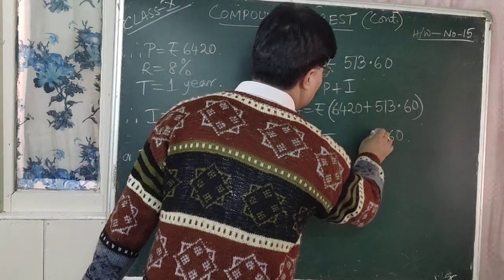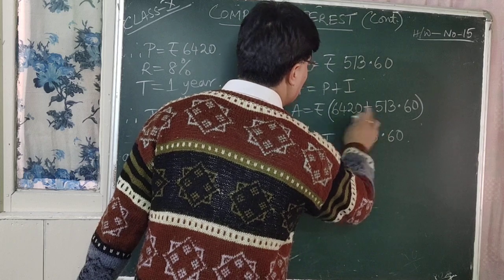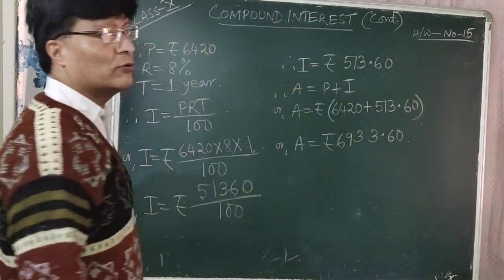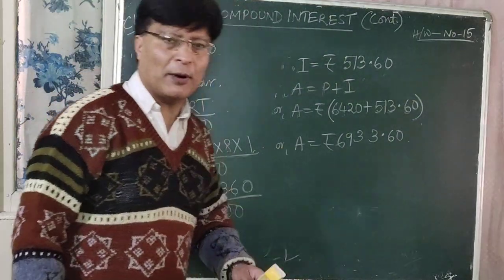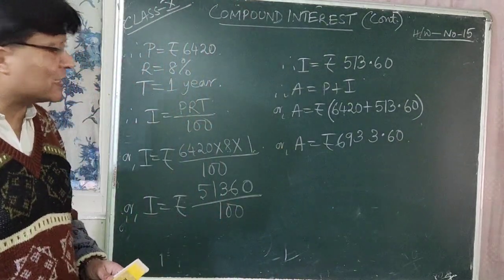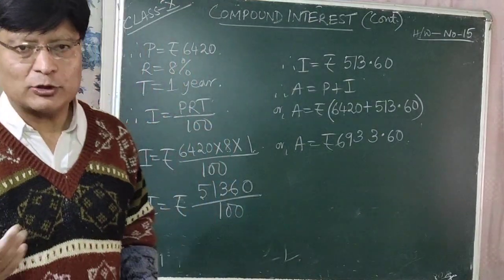0.60, 3 plus 0, 3, 2 plus 1, 3, 5 plus 4, 9, then it is 6. This is the amount after 2 years. So we have got the amount as rupees 6,933 and 60 paise after 2 years.